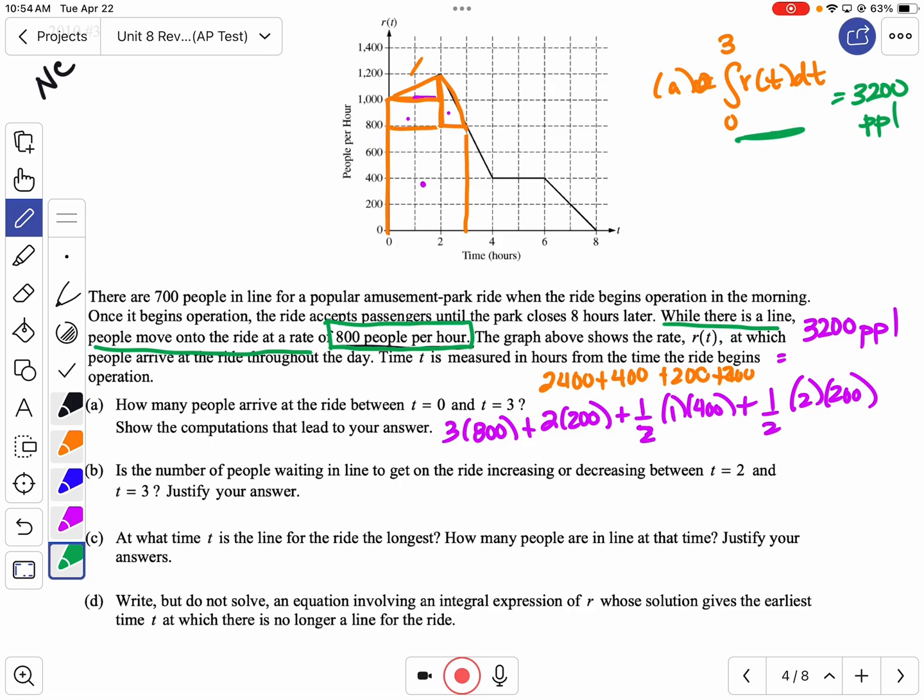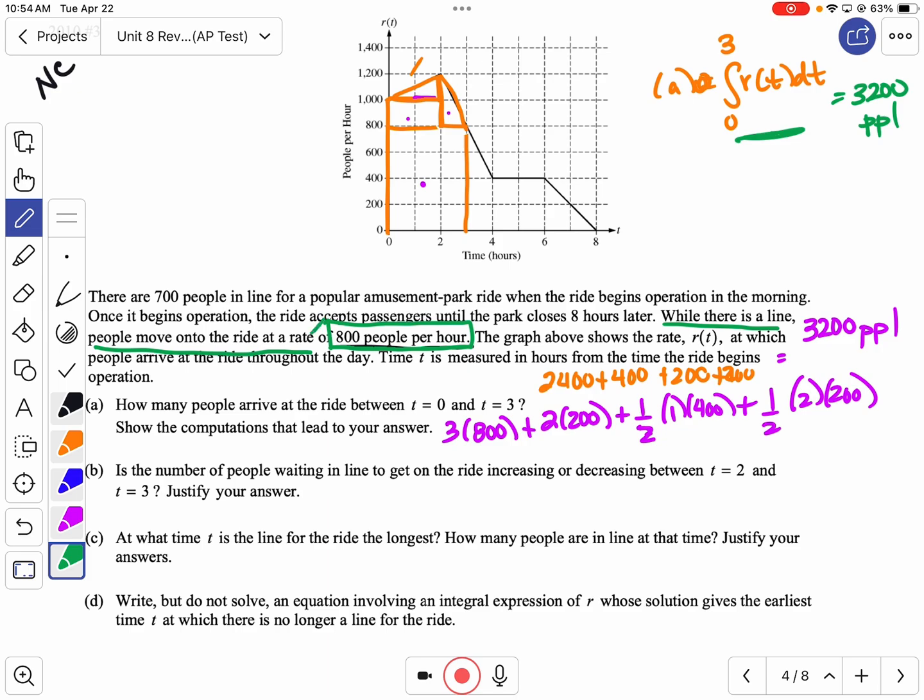The answer is yes. Okay, we've got a line. So between 2 and 3, because it says once we start a line, which happens as soon as it opens, and it keeps a line the whole time, right? So that happening, what is true about that rate between 2 and 3? Because it's constant, what is it?